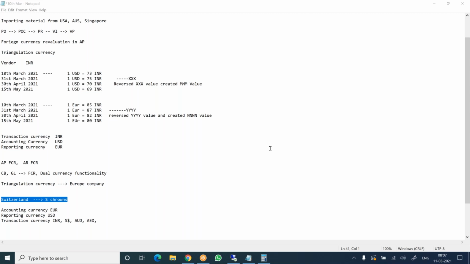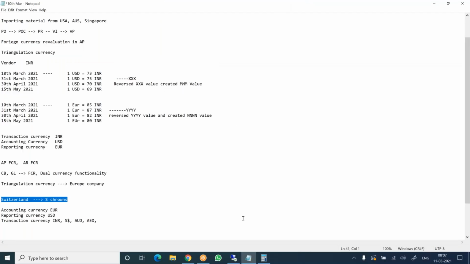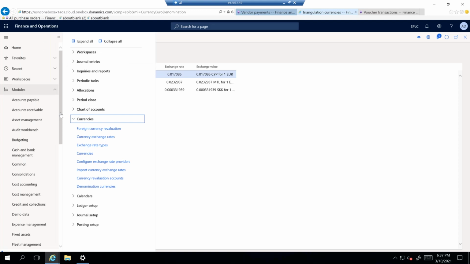Now that we know it is applicable only on euro, I will check this out in my system and see how it is reflecting in my entities, because we have European countries. If the triangulation enablement in currency is on, will this impact all entities, or only the entity that has euro currency and has enabled that as a triangulation? See, yeah, I will give you the answer here.